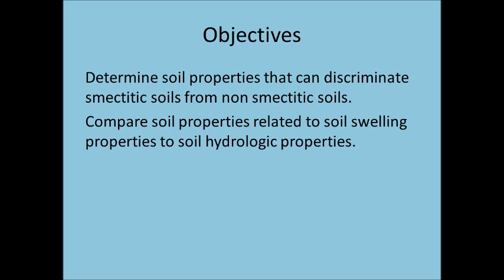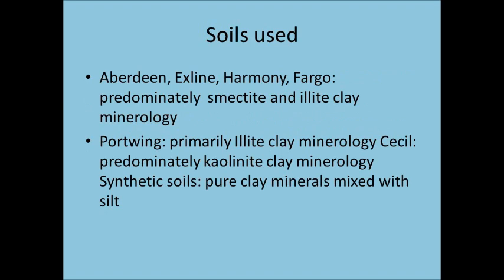For this study, we selected 3 soils from South Dakota that were all silty clay loam texture, which were predominantly smectite and illite clay, and a silty clay from North Dakota, which is the Fargo soil, which was predominantly smectite and illite clay mineralogy, and Port Wing soil, which is a clay loam that's primarily illite clay mineralogy, and Cecil is a predominantly kaolinitic soil and was clay textured.